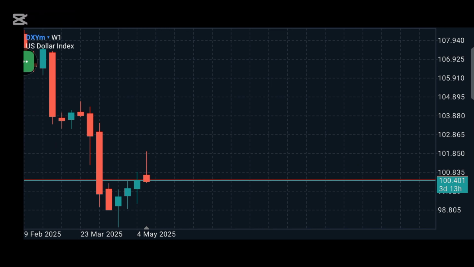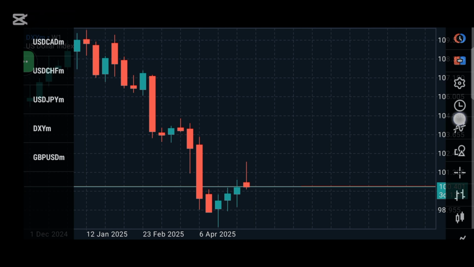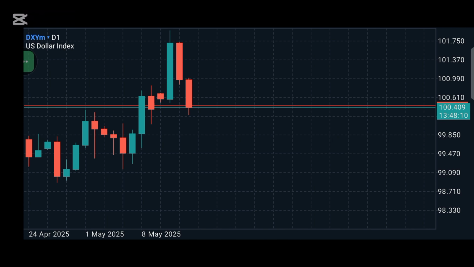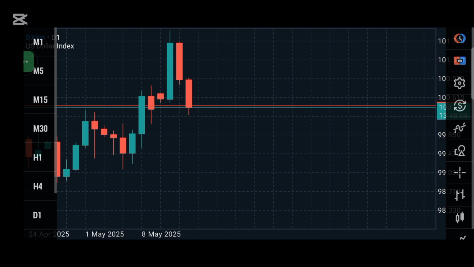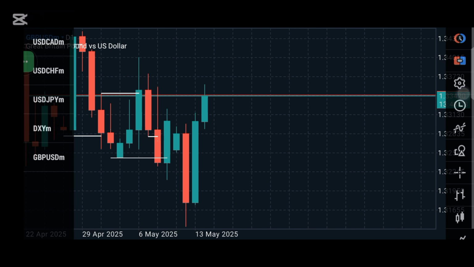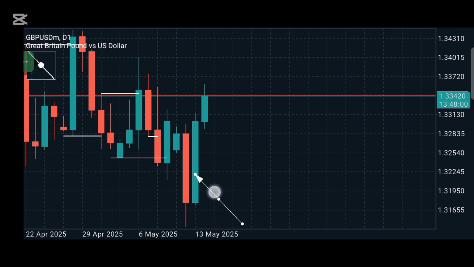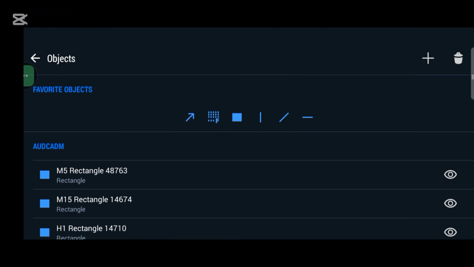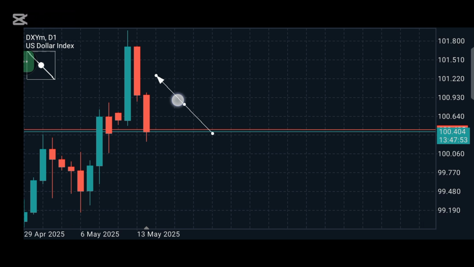So this is DXY, which is the dollar index. If you check on the daily time frame, for like 2 days the dollar has been dropping, and if you see, we have GBPUSD. For like 2 days GBPUSD has been going up. For 2 days GBP has been trading bullish, while the dollar index has been trading bearish. So this is an example of a negatively correlated pair. If this one is going up, the other one is going down.